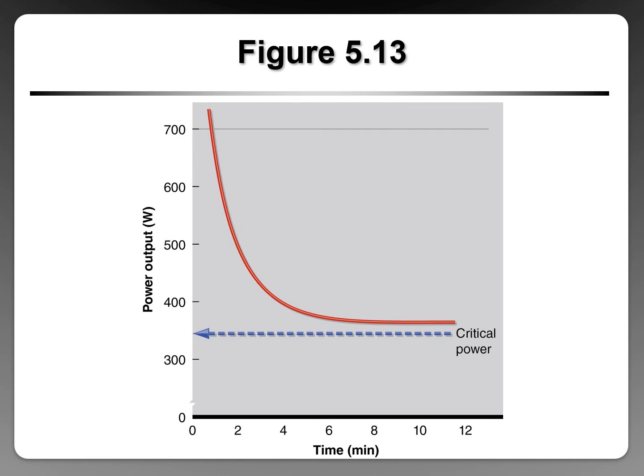So this is a graphical example of that concept. This is going to show the relationship between power output in watts and the time that power output can be maintained. So our critical power is defined as the relationship between these two: the maximal power output that can be sustained without fatigue, limiting the duration of performance.